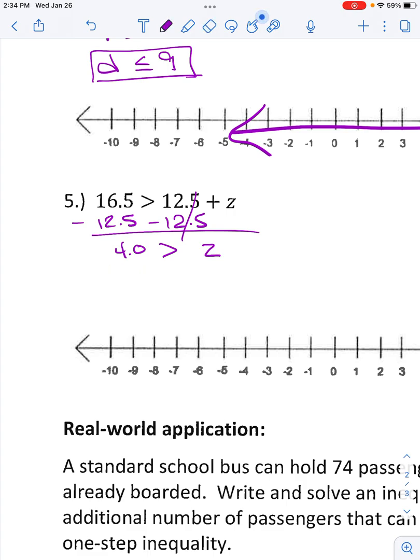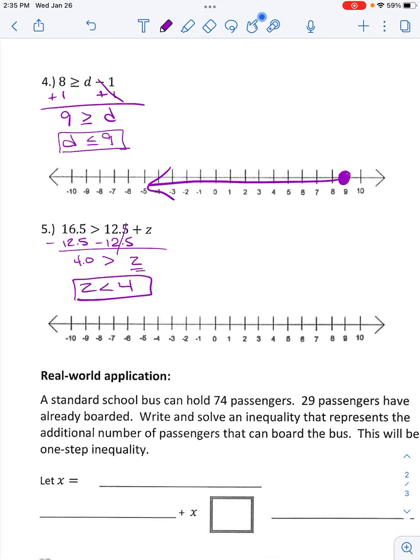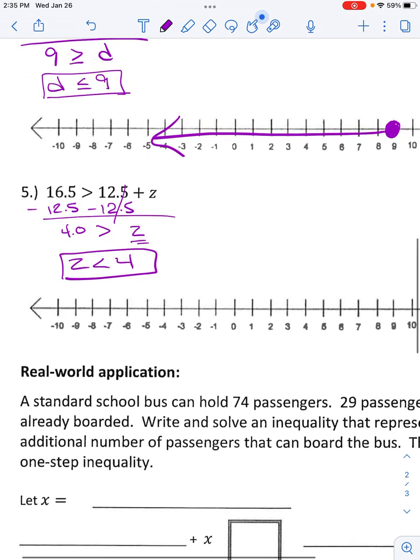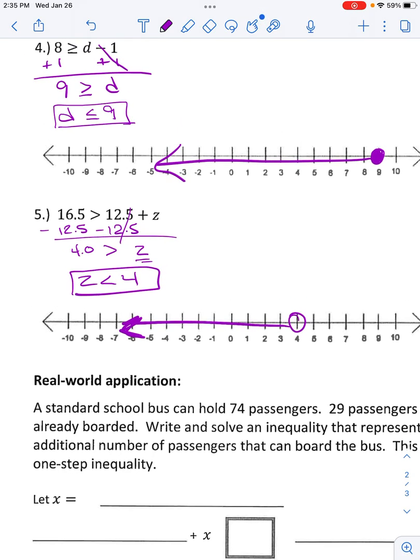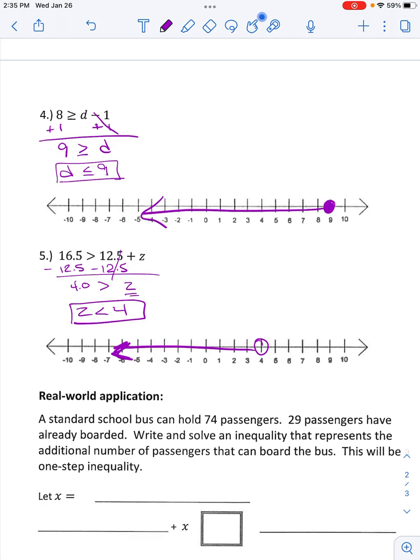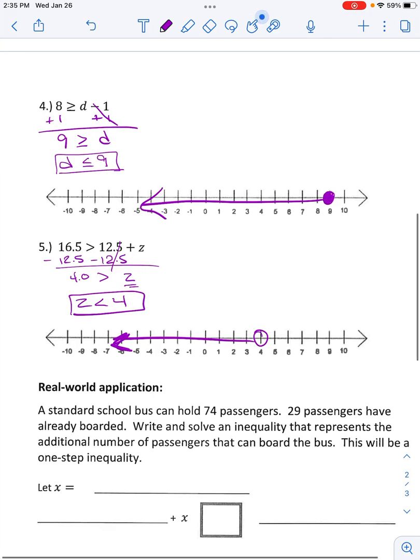Oops, I don't want to box it quite yet. So we have 4 is greater than z. Again, we want the letter on the left, so we're going to flip it. So it says z is less than 4. Okay, z is less than 4. We're not including 4 in our answer, so that's going to be an open circle, and it's going to point to the left. Okay, so hopefully those made sense.